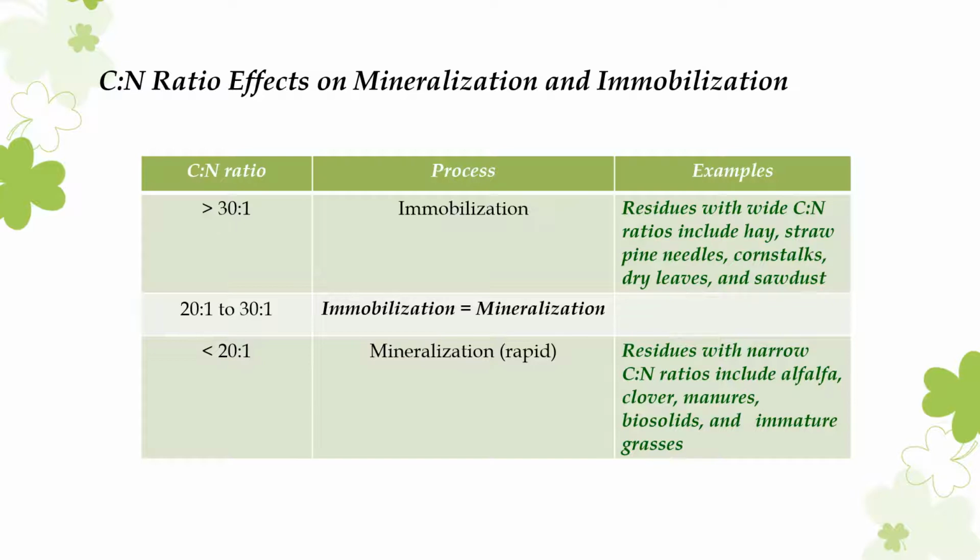For residues with a wide C:N ratio, such as hay, straw, pine needles, corn stalks, dry leaves, and sawdust, the process that occurs will be immobilization. This is because of the high carbon content in the residues. If the C:N ratio is between 20 to 30, the immobilization is equal to the mineralization. If the C:N ratio is less than 20, the process is rapid mineralization. For example, residues with a narrow C:N ratio are alfalfa, clover, manures, biosolids, and immature grasses.